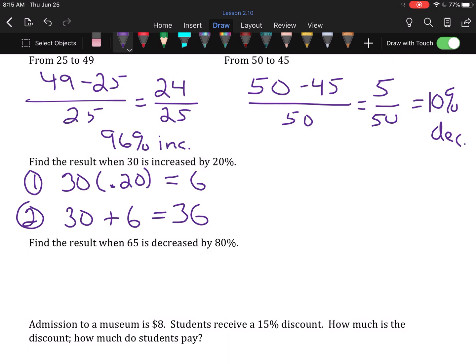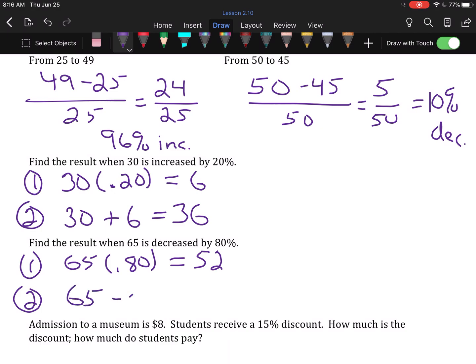Find the result when 65 is decreased by 80%. Okay. First thing I need to know is what's 80% of 65. So we'll do 65 times 0.8. That is 52. And this time we are decreasing. So we're going to take 65 and subtract 52. And that is 13.